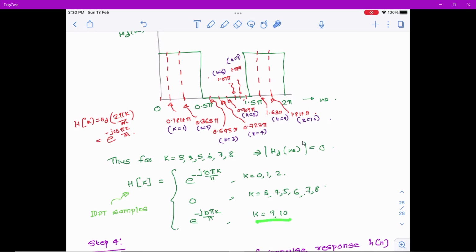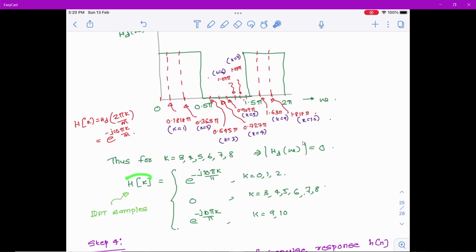And for k equal to 9 and 10, so you can rewrite h of omega as h of k equal to e raised to minus j 2 pi k by m into 5, that is e raised to minus j 10 pi k by 11 for k equal to 0, 1, 2, that is k equal to 0, k equal to 1, k equal to 2. For the remaining values 3, 4, 5, 6, 7, 8, the value of hd of omega is 0. And for 9 and 10, you have the value e raised to minus j 10 pi k by 11.